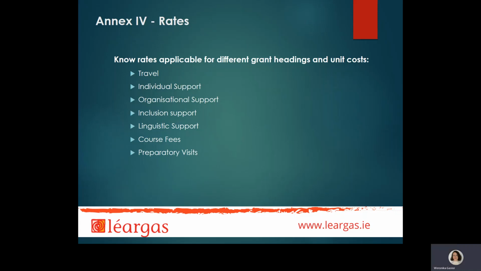Annex 4 lists applicable rates for travel, individual support, organizational support, linguistic support, inclusion support, preparatory visits, and course fees. These are the same rates which you will be using when reporting your project costs in the beneficiary module, Erasmus Plus Reporting and Management tool.